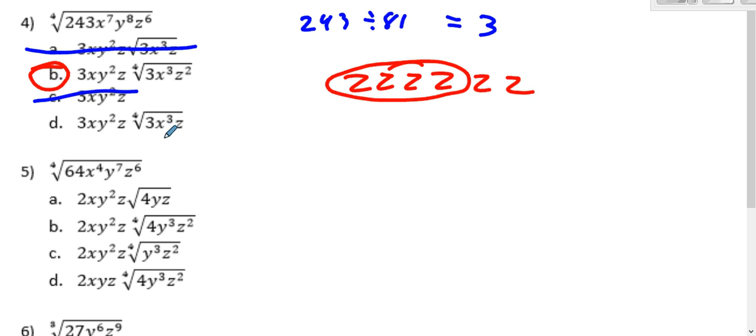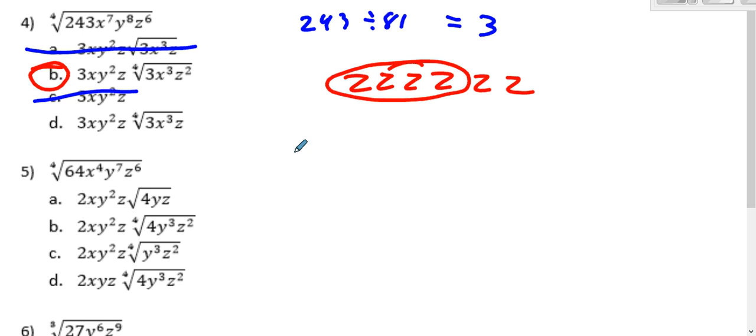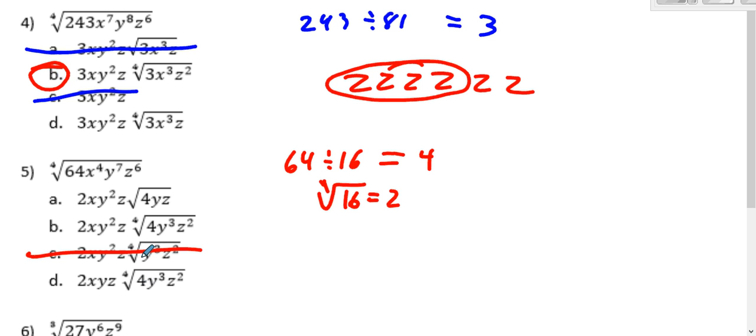So kind of the same thing for number 5. We're looking for the 4th root of 64. 64 is not on our list of quartics, but 16 is. 64 divided by 16 is 4. And the 4th root of 16 is 2. So a 2 comes out and a 4 stays in. So it's not C. It doesn't have a 4 on the inside.